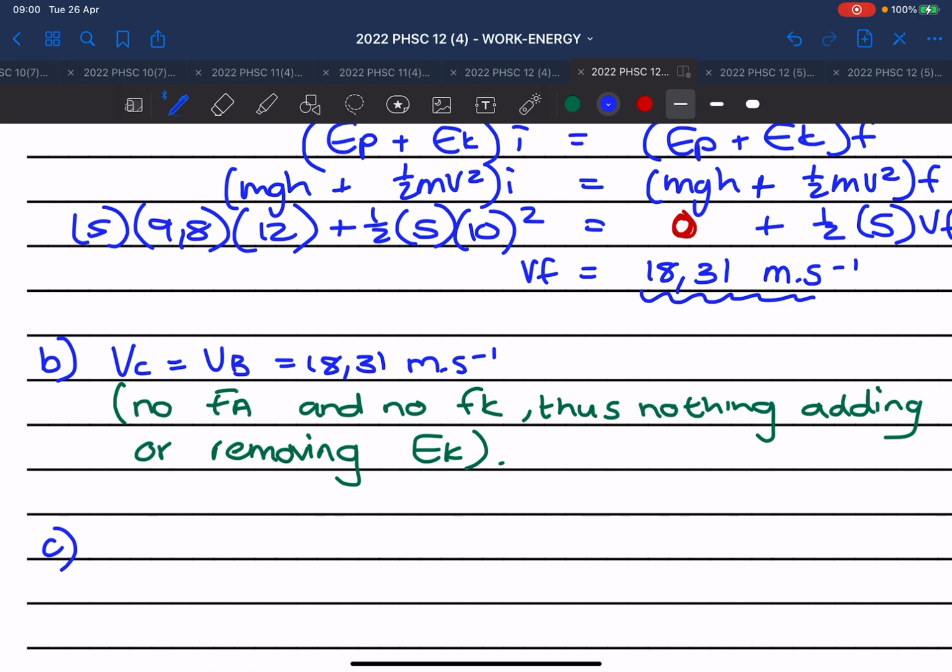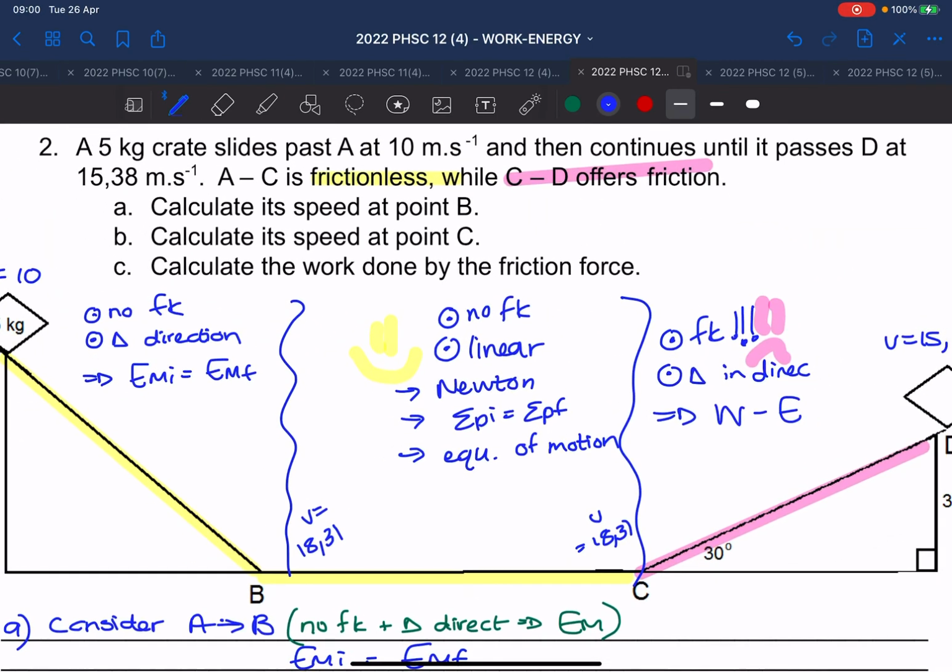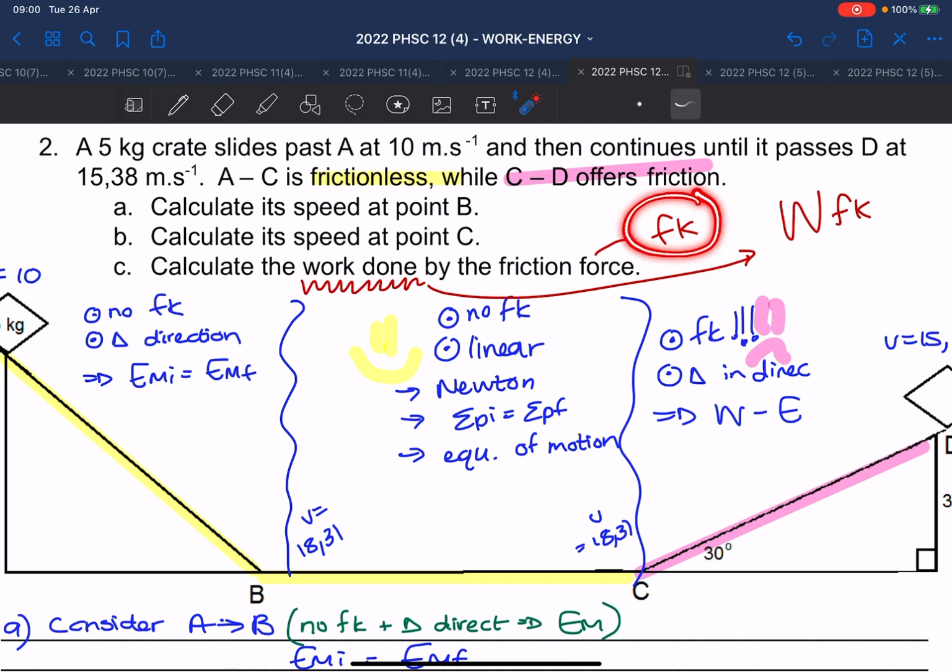Okay, question C. I'm going to go up a bit. At question C, they ask, calculate the work done by frictional force. Frictional force's symbol is Fk. Okay, and that is the difficult part, I think, in this question, is knowing what you must do. So they're not asking you to calculate Fk, they're asking you to calculate the work done due to Fk.